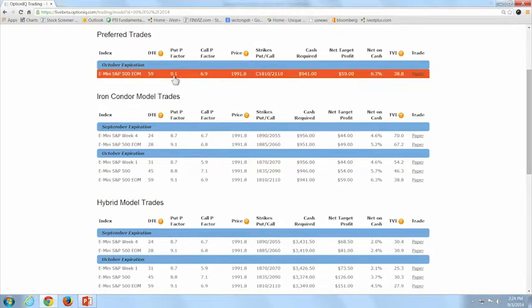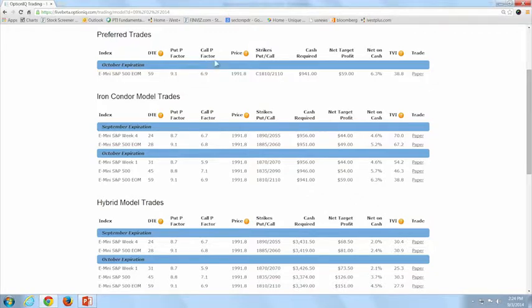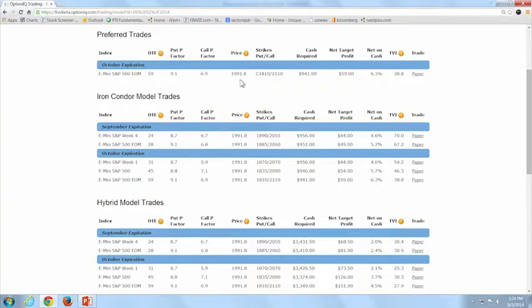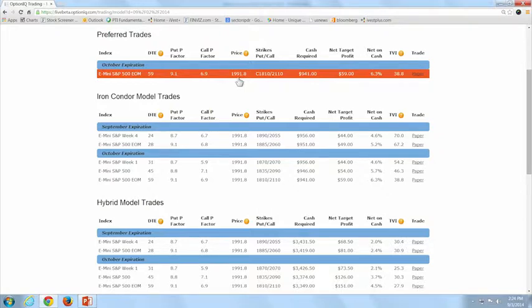If I set this right now, in the market, this is where I'm starting out with my probability risk on the bottom of the trade. At the same time, go to the right, I have the call P factor, and I have 6.9% as the probability factor there. If I go to the right of that, I see a column titled Price. This is the actual price for the index that we're trading.